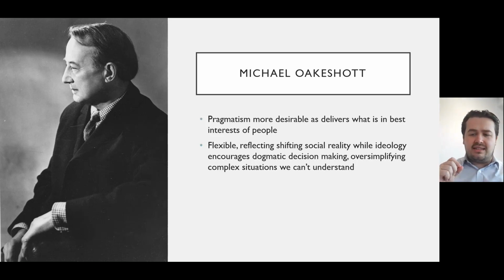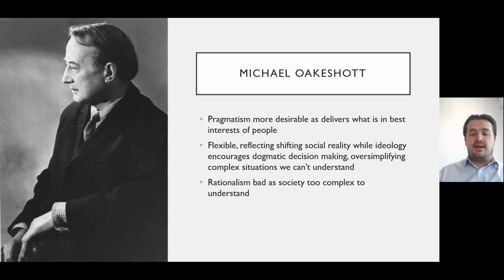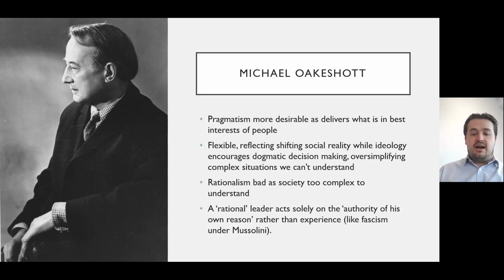So he says that there's problems when you oversimplify complex situations that we can't understand. Oakshott just recognizes that we're not going to understand everything, unfortunately. So we need to just try and come up with the best solutions we can via pragmatism and empiricism. Rationalism's pretty bad, as society is too complex to understand. Again, we just can't get it, according to Oakshott. And a rational leader is going to act solely on the authority of his own reason, rather than experience.